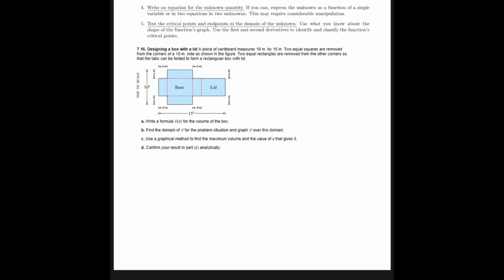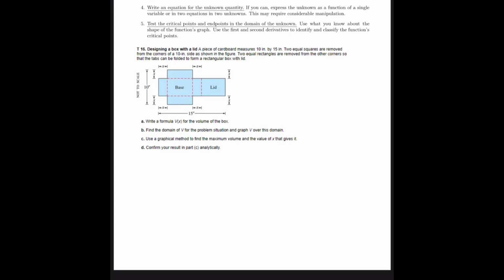So we're designing a box with a lid. A piece of cardboard measures 10 inches by 15 inches. Two equal squares are removed from the corner of a 10-inch side as shown in the figure. Two equal rectangles are removed from the other corners so that the tabs can be folded to form a rectangular box with a lid.